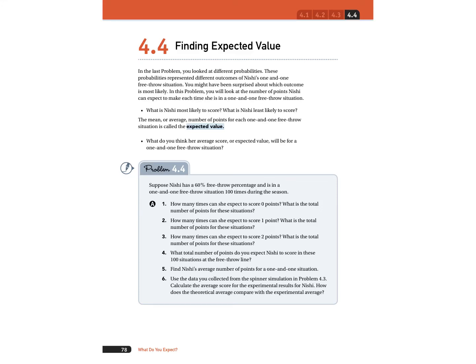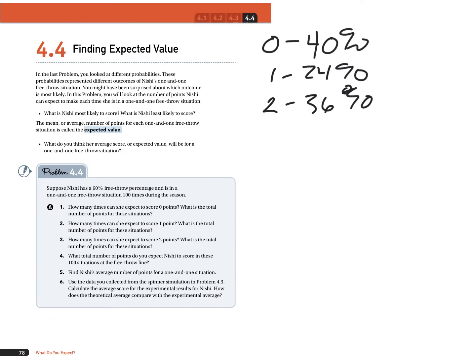Welcome back. This is Investigation 4.4, Finding Expected Value. Today's focus question: how is expected value different from probabilities of outcomes? Let's find out. Okay, part A.